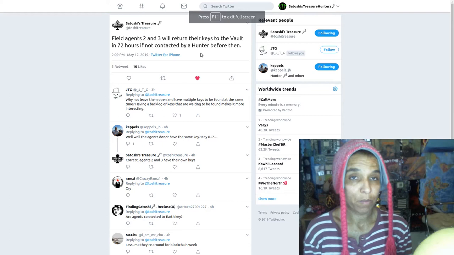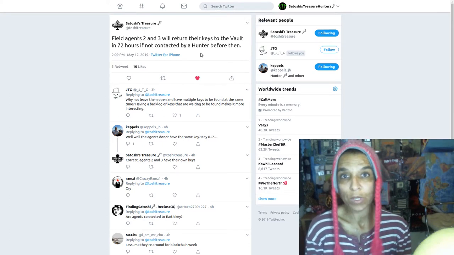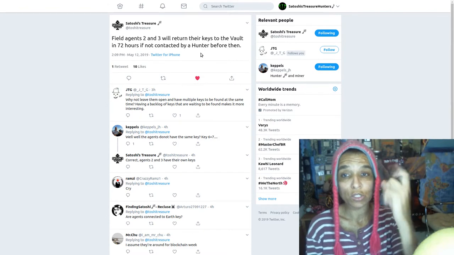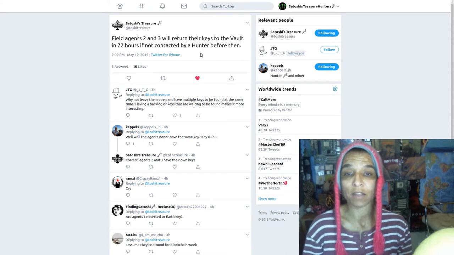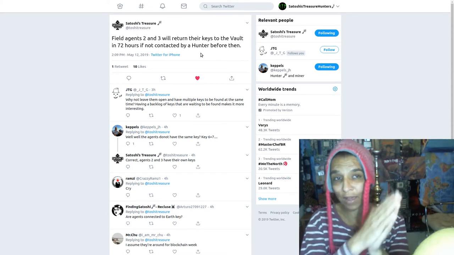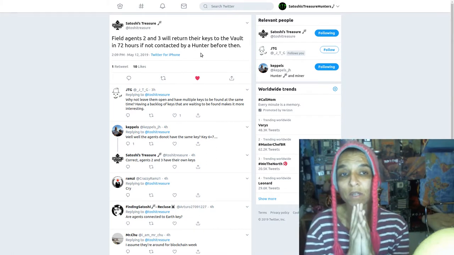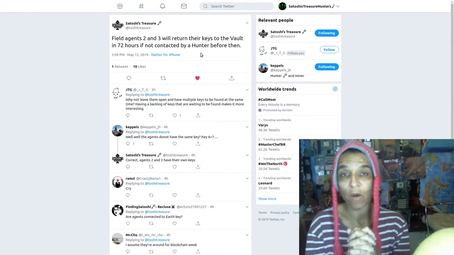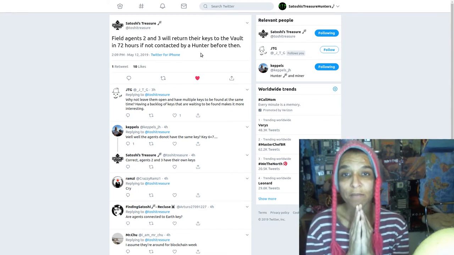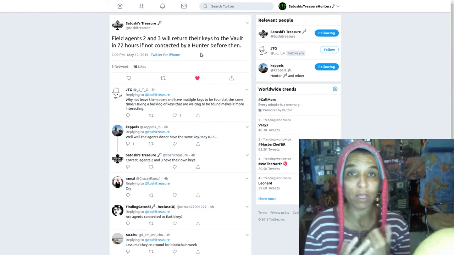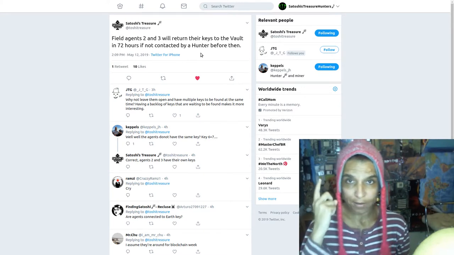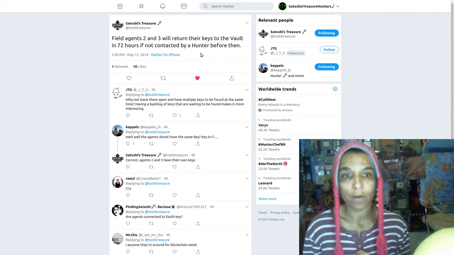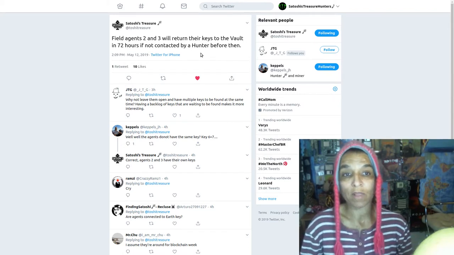This tweet is from the official Satoshi Treasure, the Game Maker's Twitter account. It says, Field Agents 2 and 3 will return their keys to the vault in 72 hours if not contacted by a hunter before then. So while it's marked found because the first field agent was found, you can say the other two are out there. This was tweeted 2:09 p.m., I'm assuming Pacific Standard Time, May 12th, 2019. We have till today, Monday, Tuesday, Wednesday, for these individuals to be found.